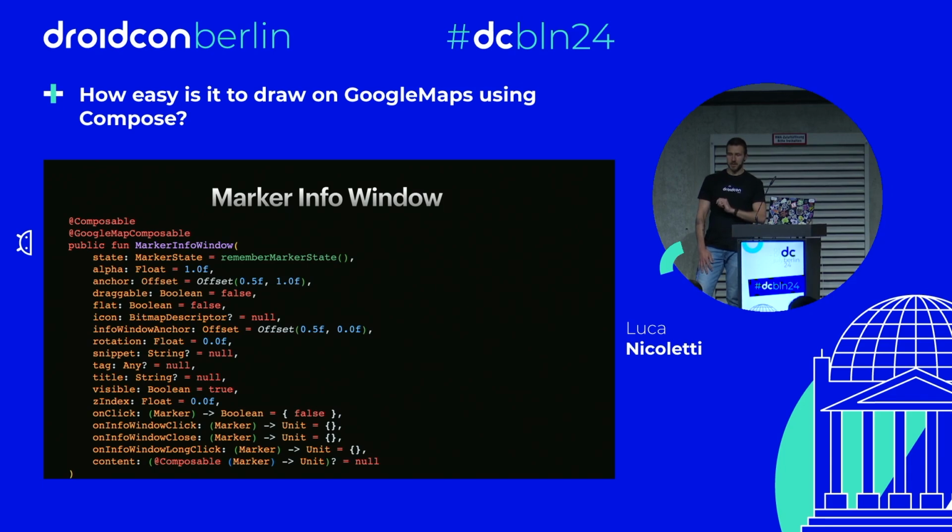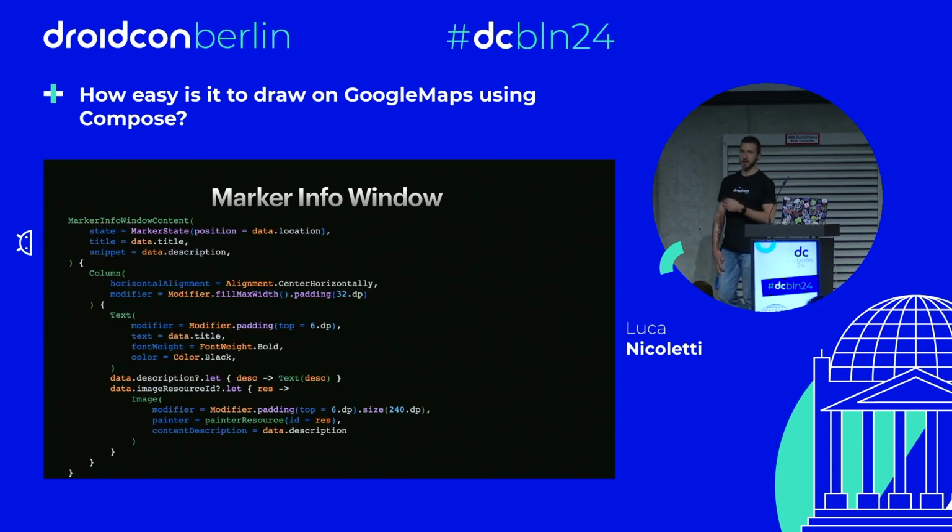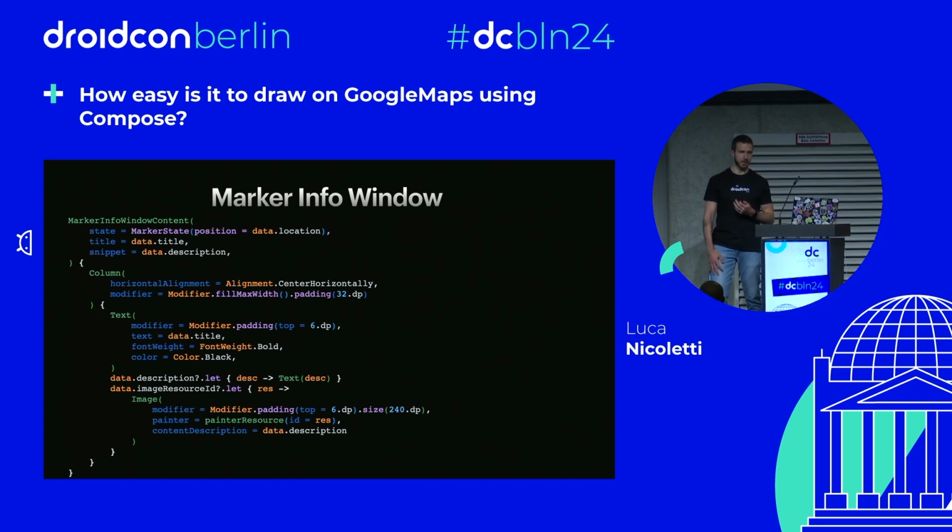You can specify a snippet and a title. The snippet is just the description. If you provide those and don't provide any content, the default one would be used. Otherwise, you can use the lambda as the content and specify whatever you want inside there to be used as the marker info window of the marker.